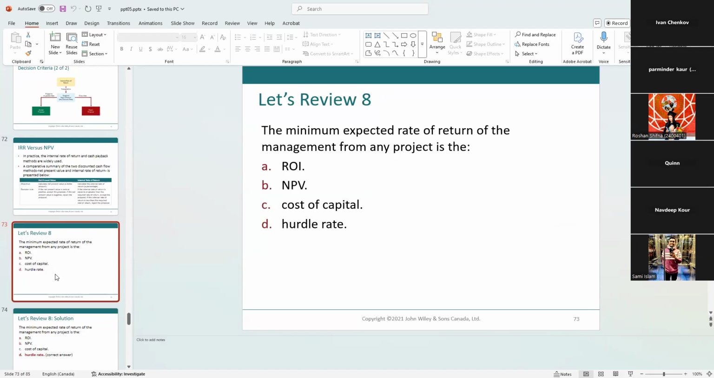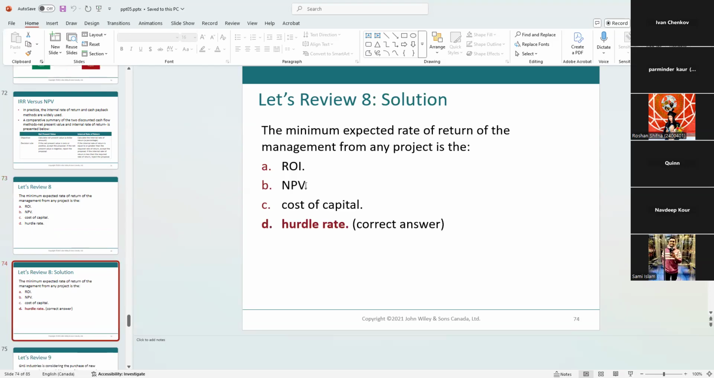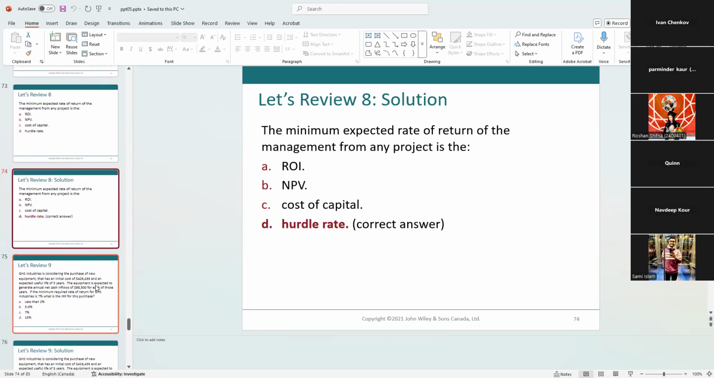Again, remember, from this chapter, I'm going to test you only on the cash payback method with the unequal cash flows, and I want you to know the positives and negatives of the cash payback method and net present value. Those will be the things that you have to take from here. This one will be called the hurdle rate.